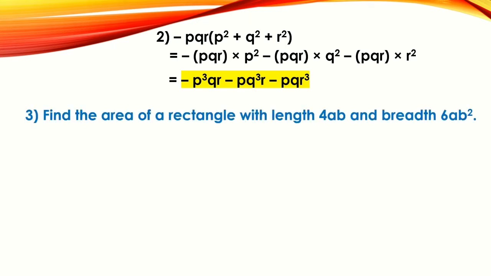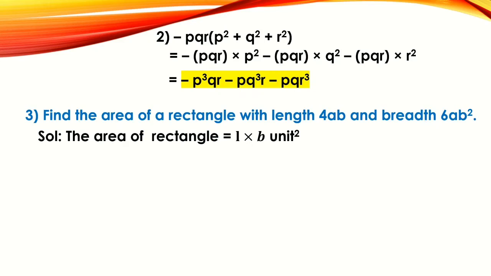Now the question we can ask you in this way also: find the area of a rectangle with length 4AB and breadth 6AB square. So again, how do you find the area of a rectangle when you have length and breadth? We have the formula, that is length into breadth, and unit square, whatever the unit is given, that square you need to write as unit whenever you are finding the area.